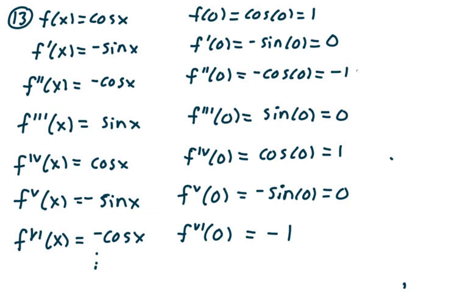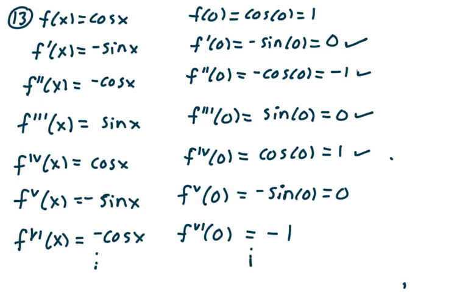Now I'm going to evaluate the function and each of these derivatives at 0. So notice that f of 0 is 1, f prime of 0 is 0, f double prime of 0 is negative 1, f triple prime of 0 is 0. The fourth derivative of f at 0 is 1. And then when I take the fifth derivative of f and evaluate it at 0, I get 0. And then the sixth derivative of f evaluated at 0 is negative 1.